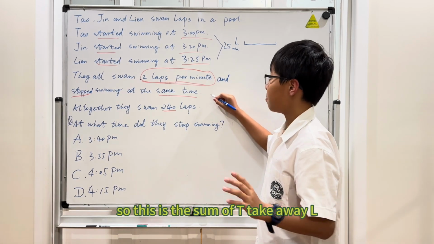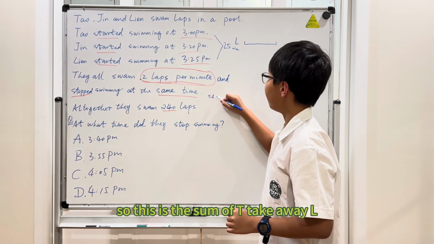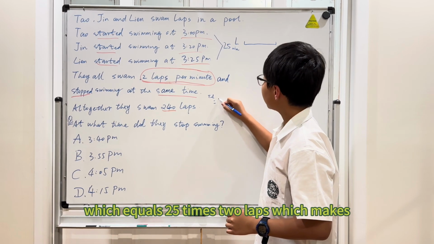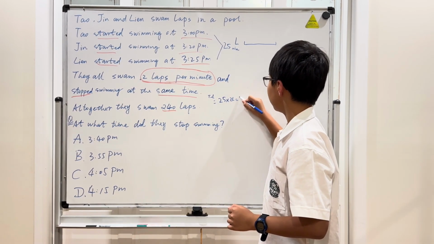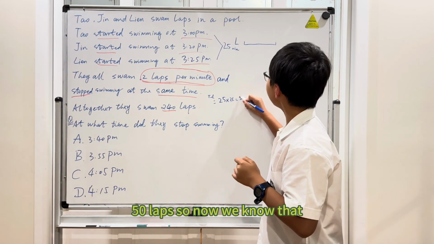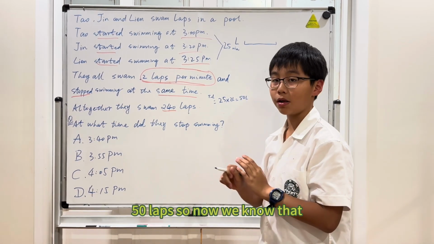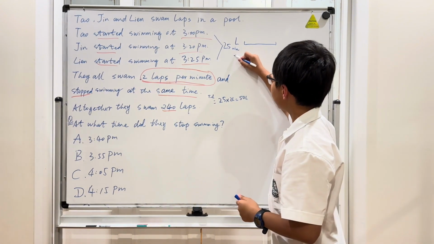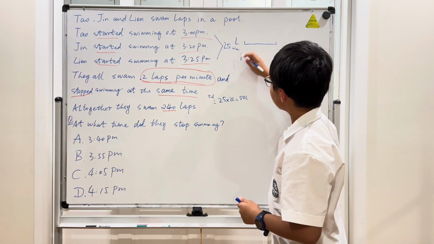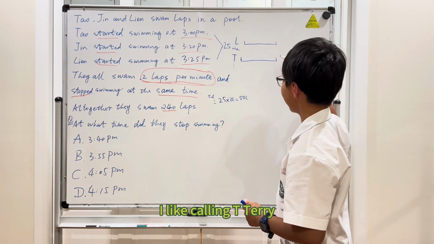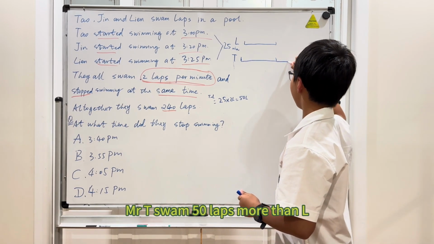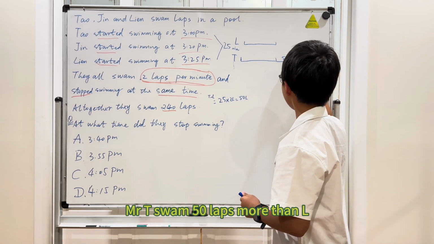So this is the sum of T take away L, which equals 25 times 2 laps, which makes 50 laps. So now we know that Mr. T, I like calling T, Terry, Mr. T swam 50 laps more than L.